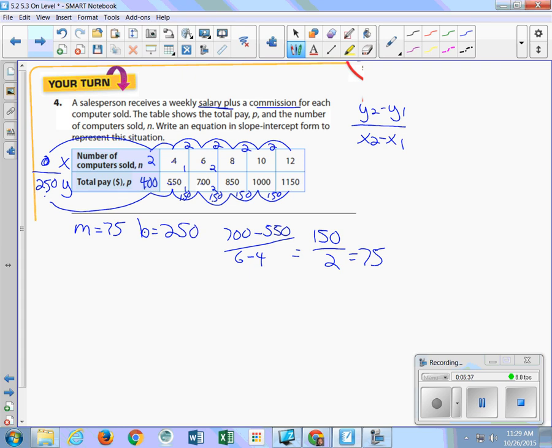And now I can write my equation. y equals 75x plus 250. And that is the equation.